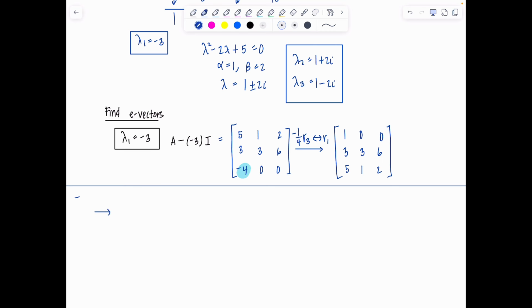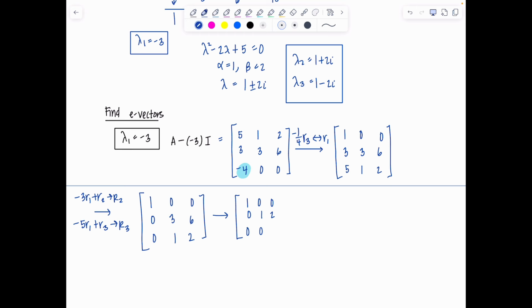So -3 row 1 plus row 2 is the new row 2. -5 row 1 plus row 3 is the new row 3. 1, 0, 0, 0, 3, 6, 0, 1, 2. And then we're done, right? I would just move row 2 to row 3 and then put a row of zeros at the bottom and call it a day. I don't need to see every little step. 1, 0, 0, 0, 1, 2, 0, 0, 0.